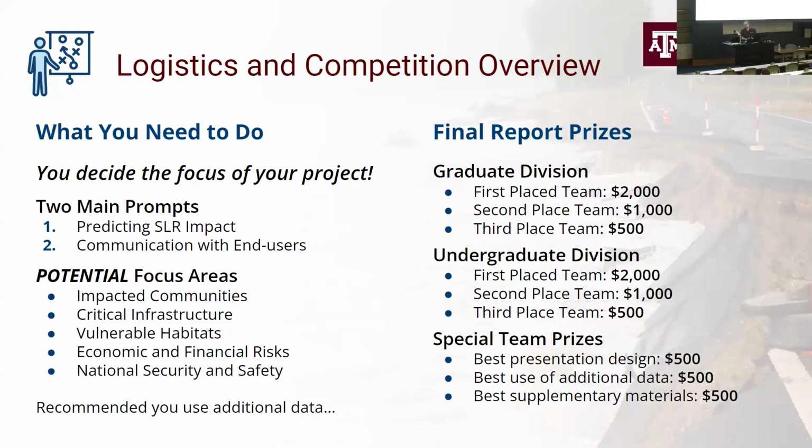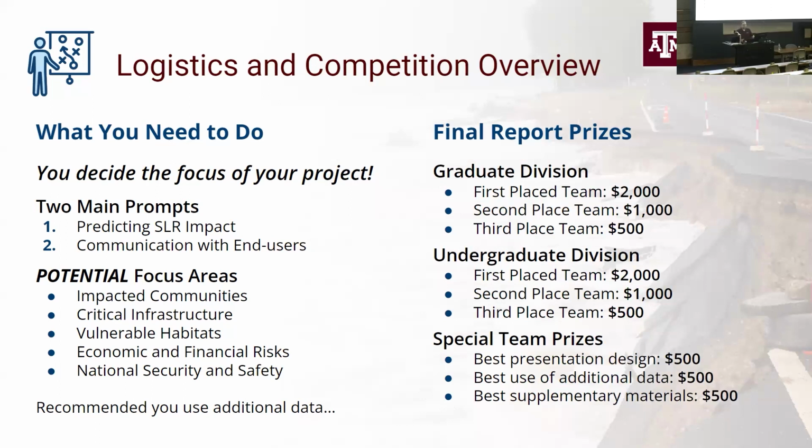Now we have some potential focus areas, including impacted communities, coastal communities. But communities can also be not necessarily a geographical city, but a collection of people or a community of artists. A fisherman could be a community. Critical infrastructure: roads, power plants, major manufacturing facilities. Vulnerable habitats: there are tons of wetlands or even beach along the coastline that can be impacted by sea level rise. And you can go through all these different things and decide how you want to approach this project.